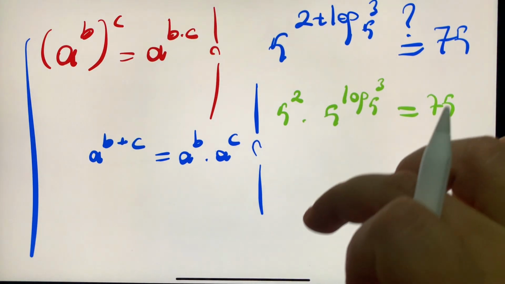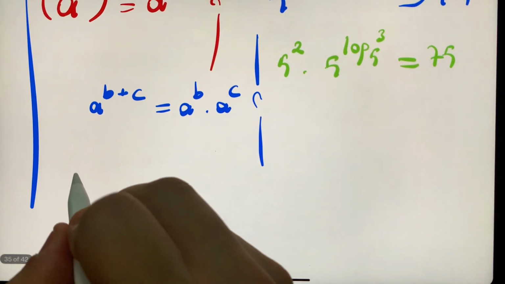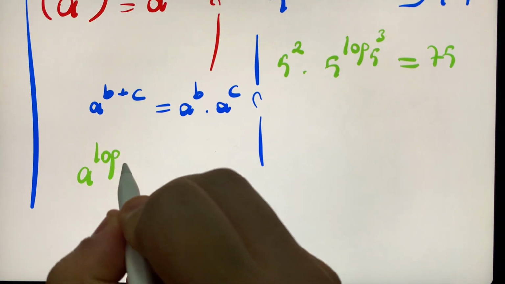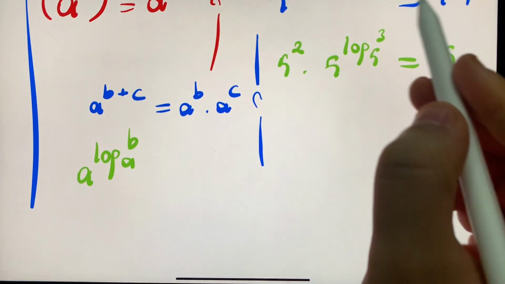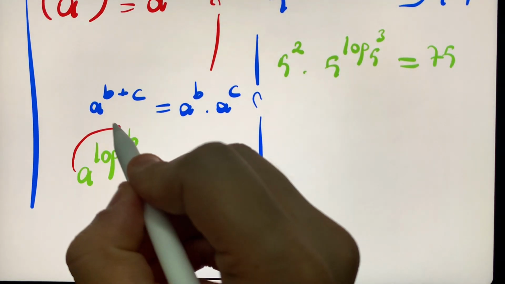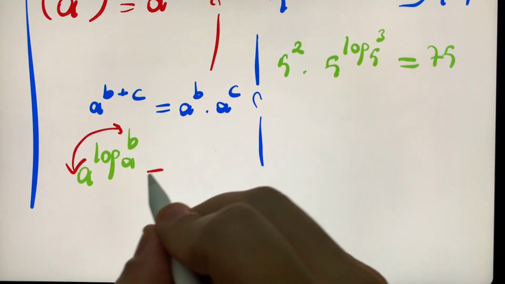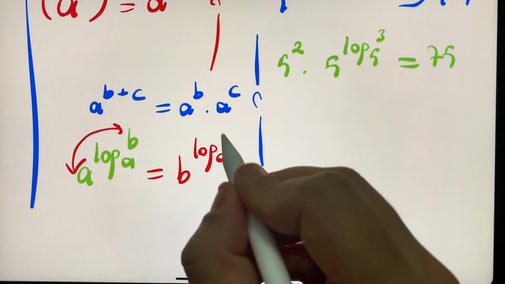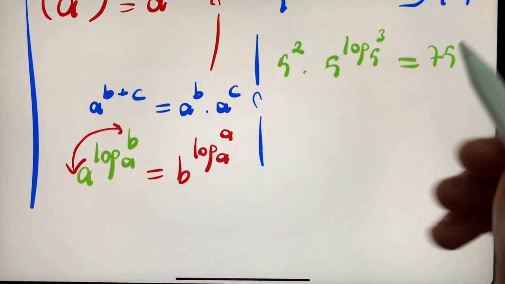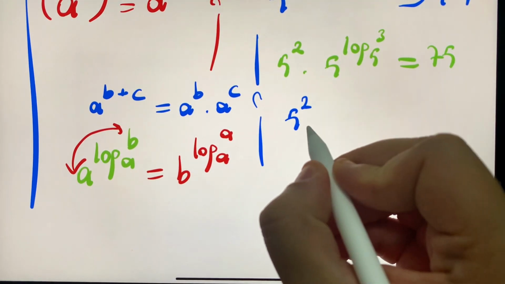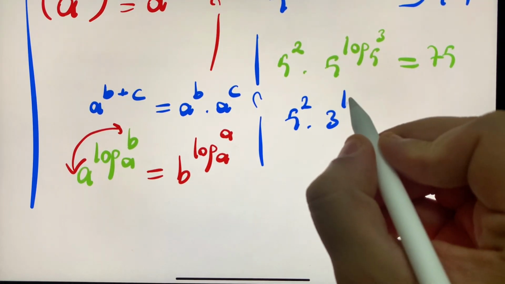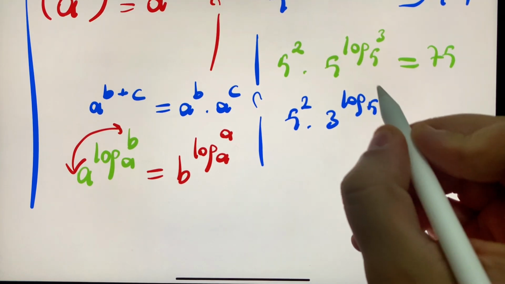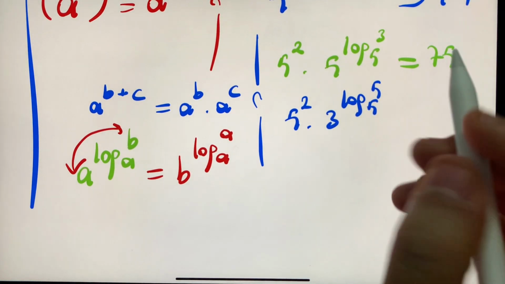Now let's think about what we can do next. Look, logarithm has a property again, friends. What was it? The a to the log base a of b could replace a and b. So what will this expression become? a to the log base a of b will convert to b. Let's apply this immediately: 5 squared times 3, since 5 to the log base 5 of 3 equals 3.